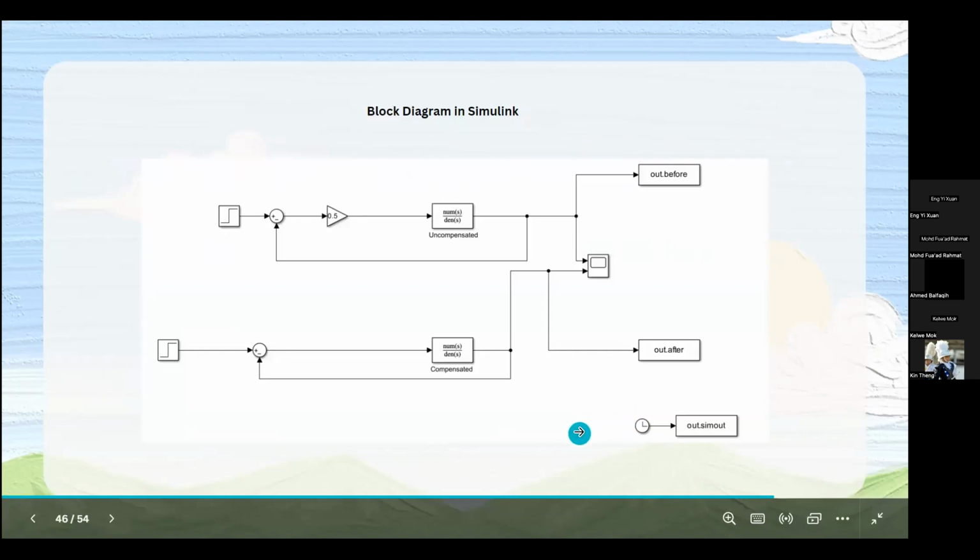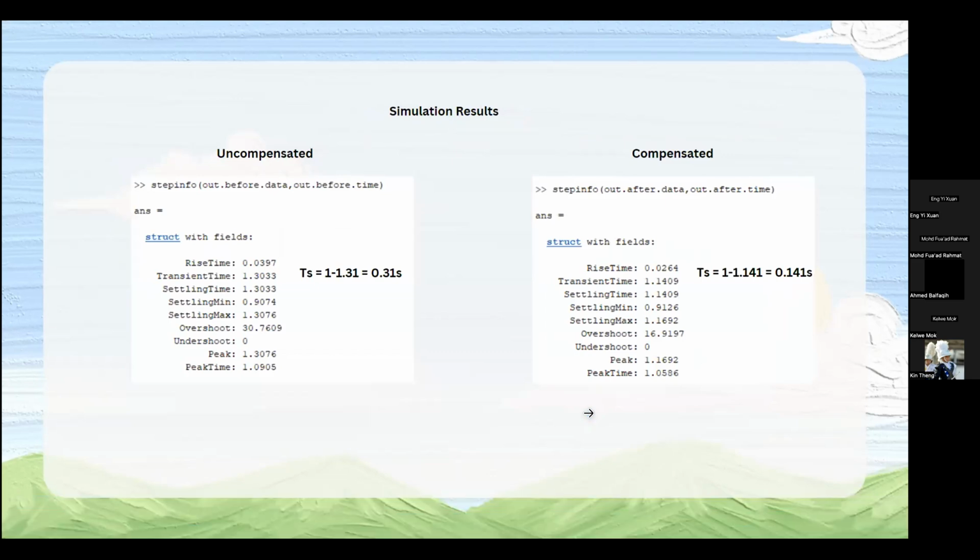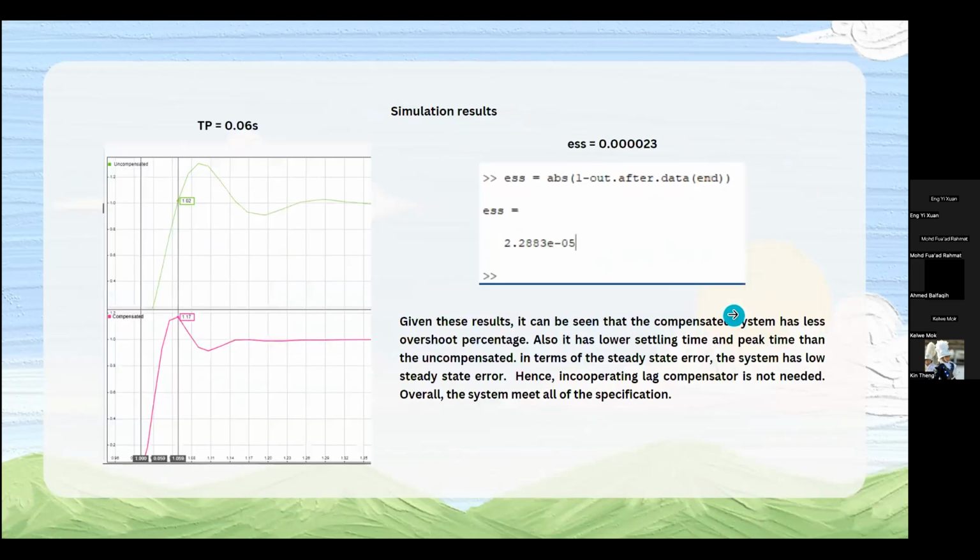Here's the block diagram for the Simulink. Next. And here's the simulation result using MATLAB. We got 0.31 for the old uncompensated system for settling time, and the new value is 0.141. And the overshoot is actually 16.9. For the peak time, we got 0.06. And for the steady-state error, we got 2.3 times 10 to the power of minus 5.